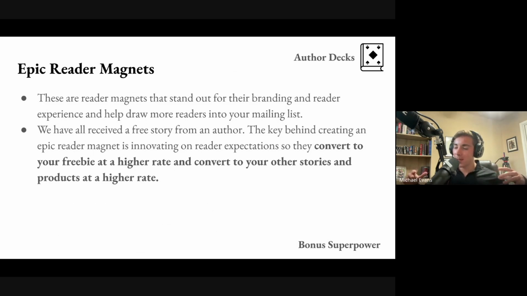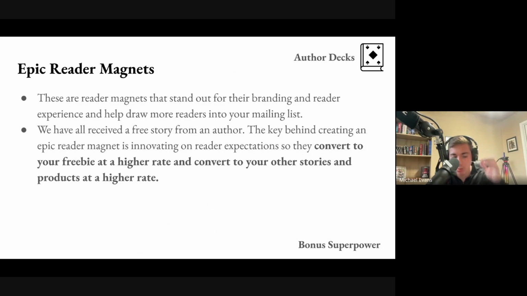So epic reader magnets. I have a superpower on freebies and giveaways. And some of the superpowers you'll see, there's probably 10 to 15 that I think are helpful reminders for a lot of you, but probably nothing new. The freebies and giveaway one is one of those helpful reminder ones. I think it's good from a first principles perspective, but it's probably nothing new. Epic reader magnets is where I want you to push the boundary, right?